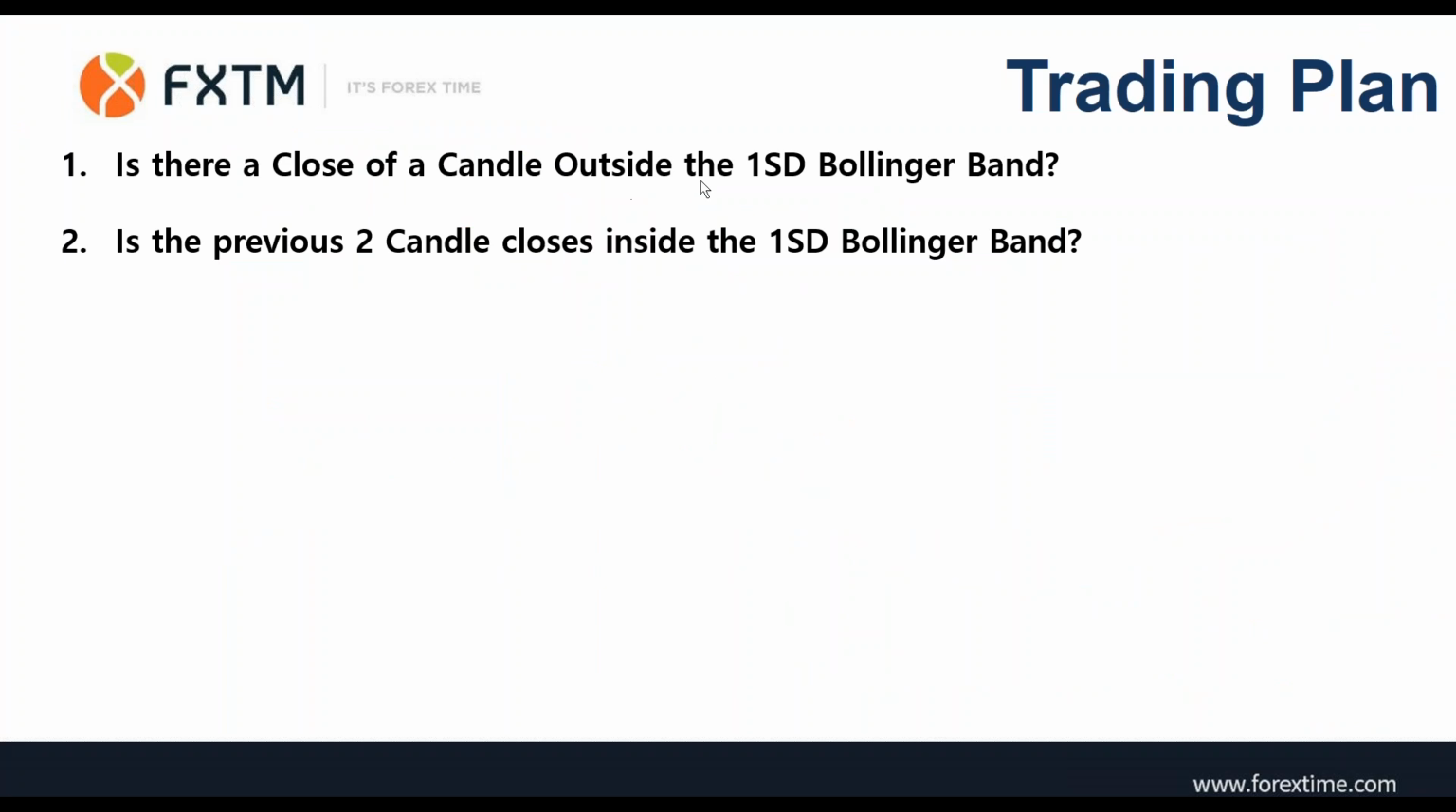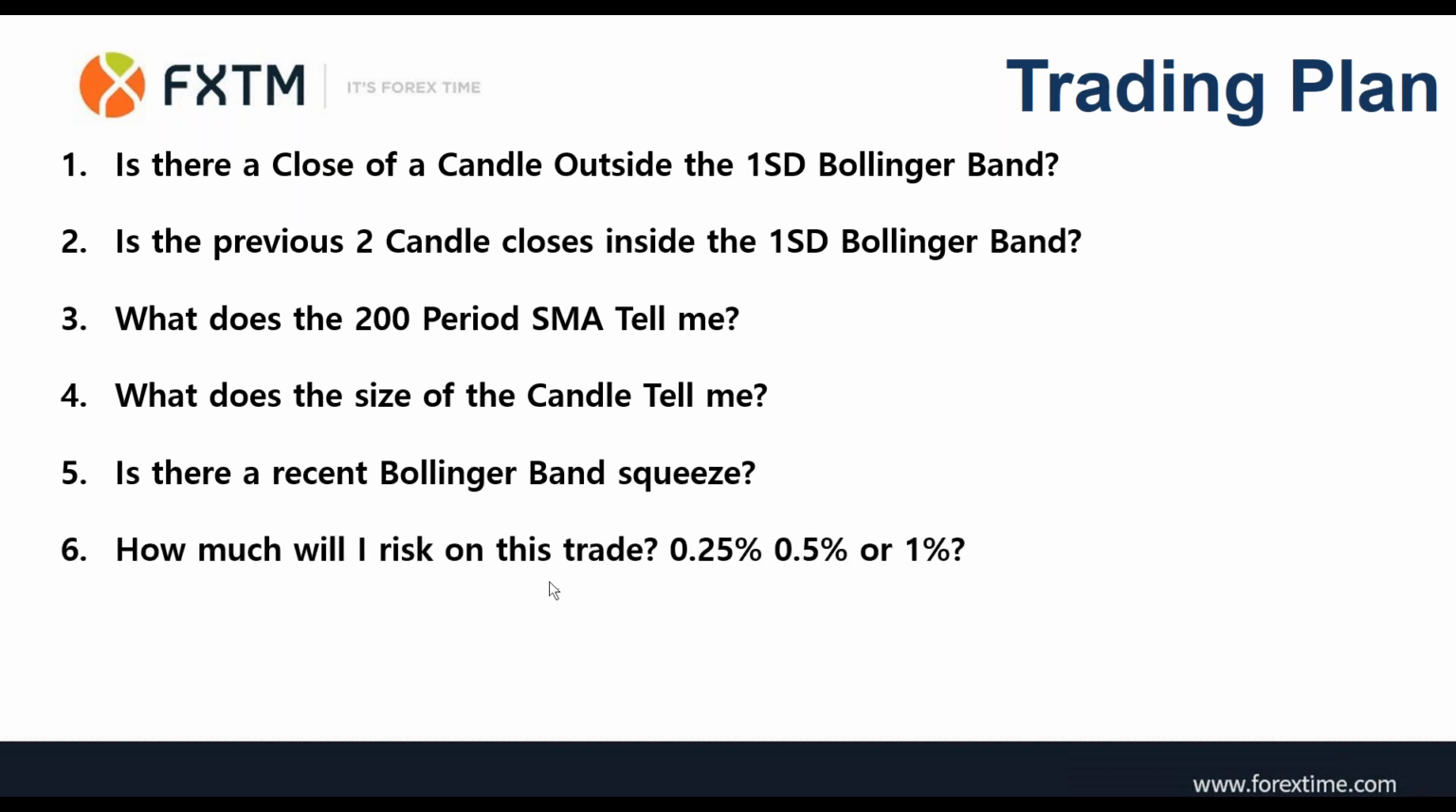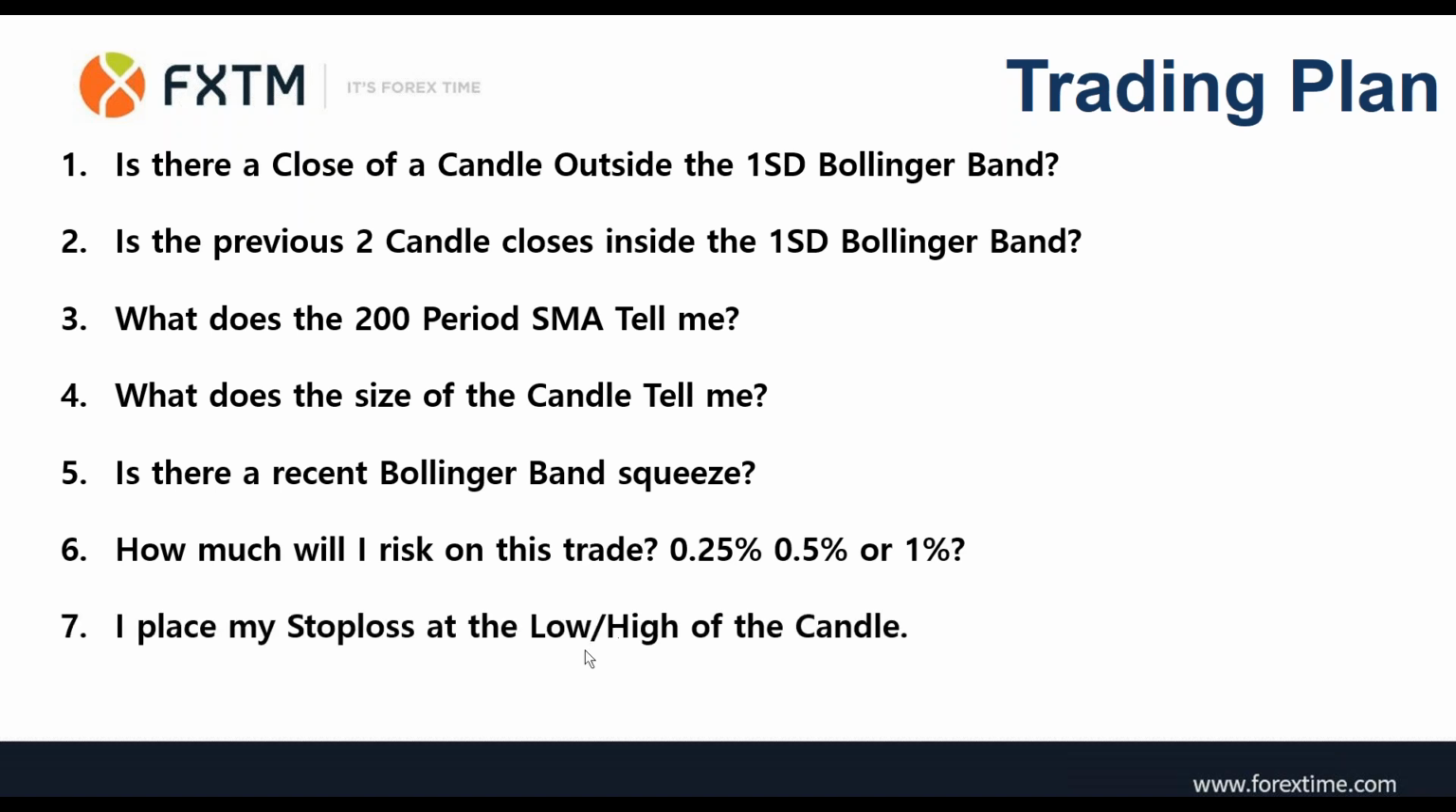So the first thing we said is, is there a close of the candle outside? Yes. Do the previous two candles close inside? Yes. Now, what does the 200 period simple moving average tell me? That is a very important question. Fourthly, what does the size of the candle tell me? And this is also where we now use the 2 standard deviation bands. Number 5, is there a recent Bollinger Band squeeze? Okay, how much will I risk on this trade? And then I place my stop loss at the low or the high of the candle. I place my 1-to-1 risk reward, and from there I monitor my trade and exit at the 20 period simple moving average. Okay, so let's go back to our example.